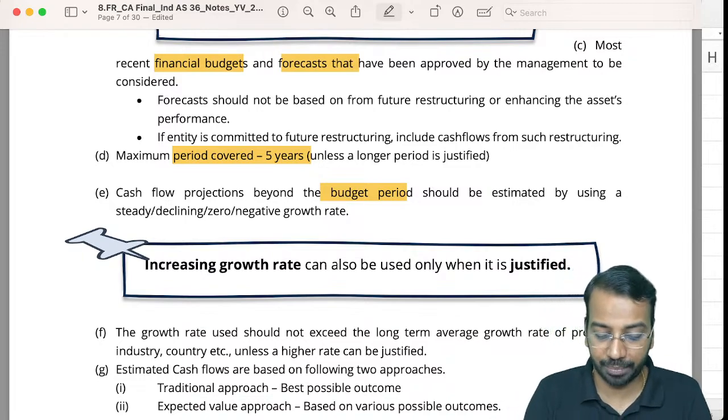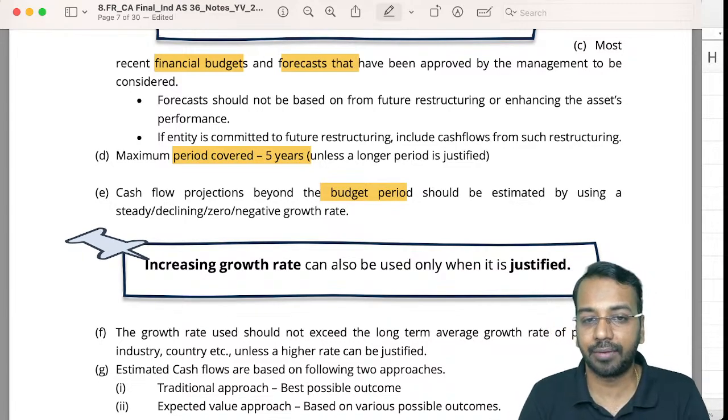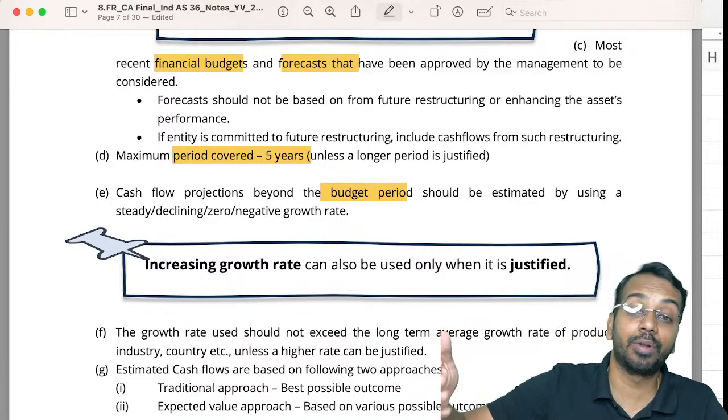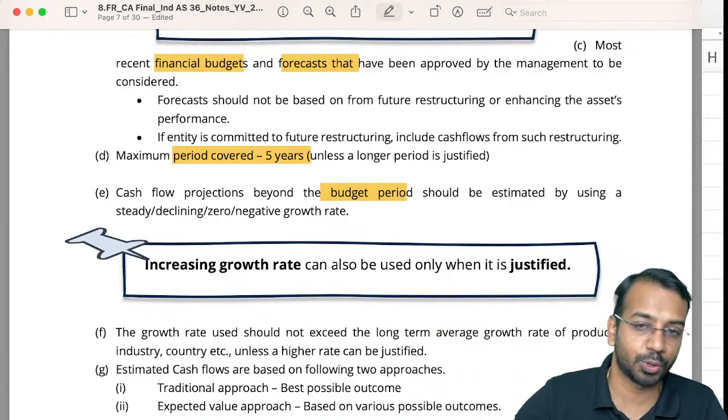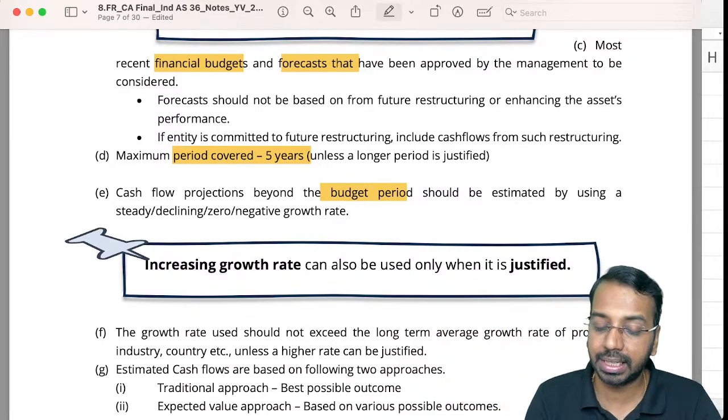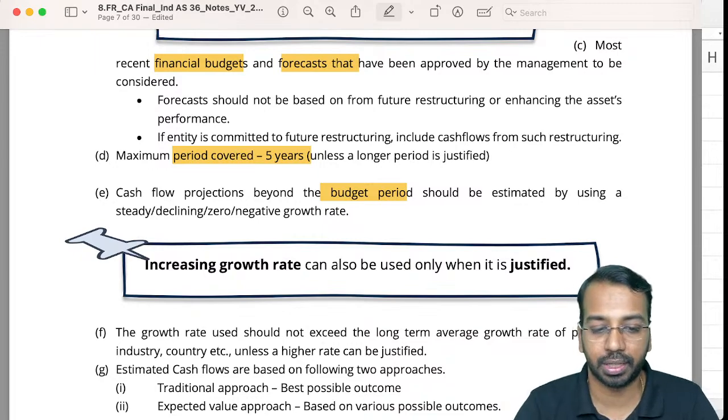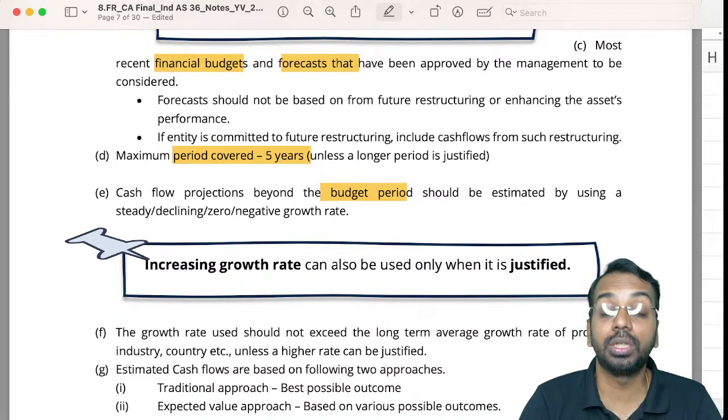We should not say that, okay, in the first 2 years the management is saying 50% growth, in the next year we will get 70% growth. That kind of projection should not be done. So take the budget and apply the steady growth rate. Increasing growth rate can be used only when it is justified.